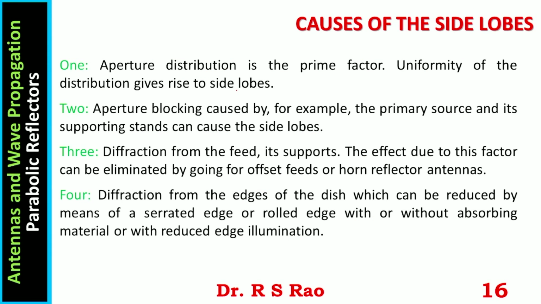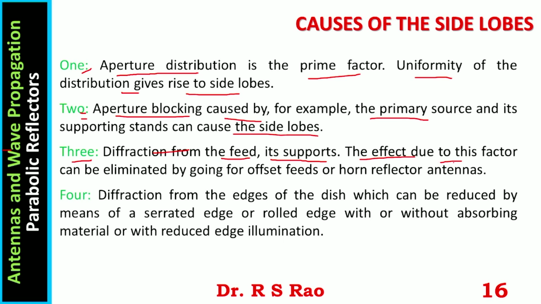Reflector antennas exhibit a pattern with side lobes. What are the causes of the side lobes in the pattern? They are given here. 1. Aperture distribution is the prime factor for generating side lobes. Uniformity of the distribution gives rise to side lobes. 2. Aperture blocking caused by the primary source and its supporting stands can cause side lobes. Another factor for generating side lobes is 3. Diffraction from the feed and its supports.